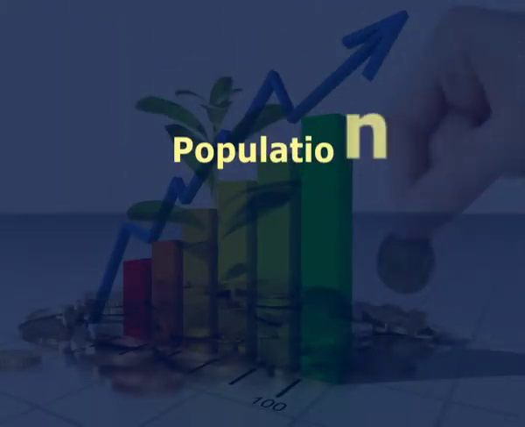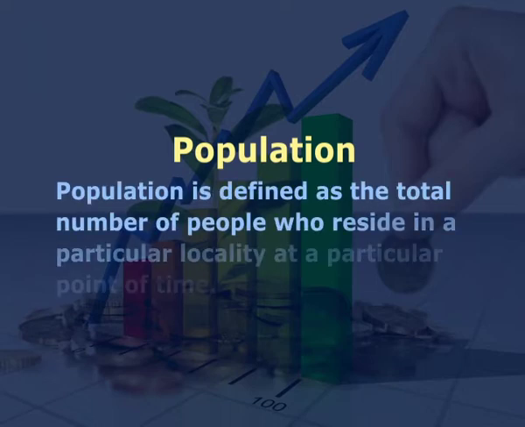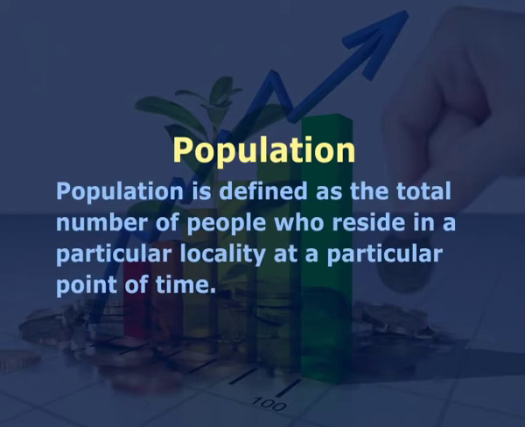Now friends, we will look at population. Population is defined as the total number of people who reside in a particular locality at a particular point of time. If we divide the total number of workers in India by the population in India and multiply it by 100, you will get the worker population ratio of India.